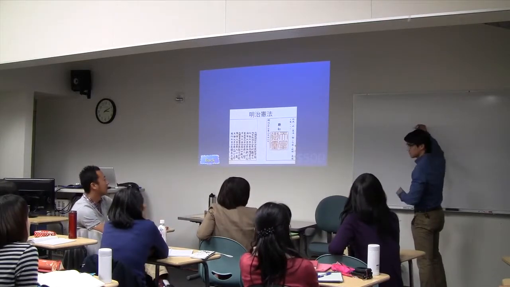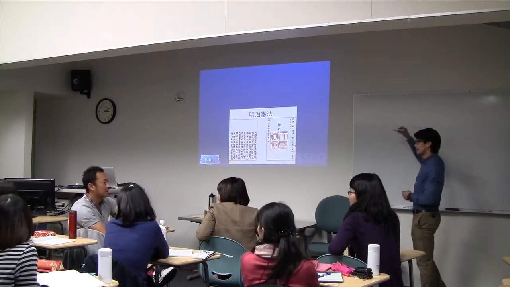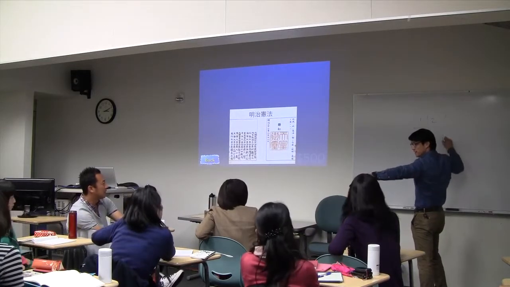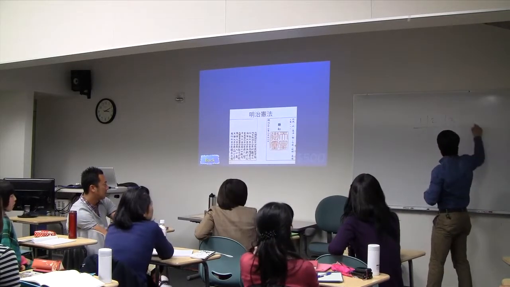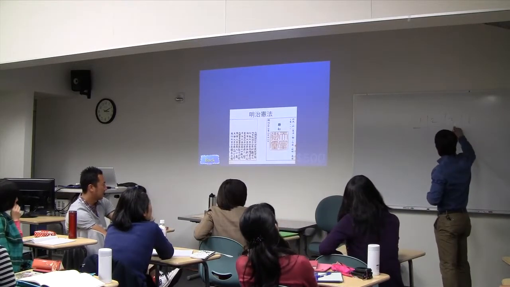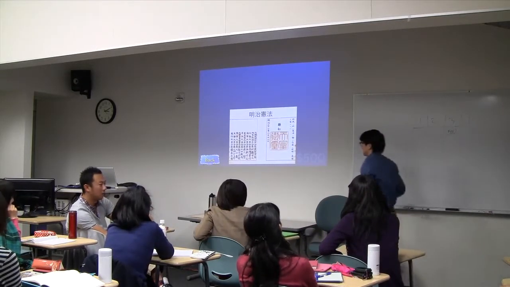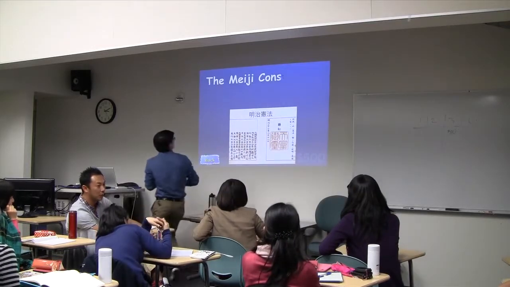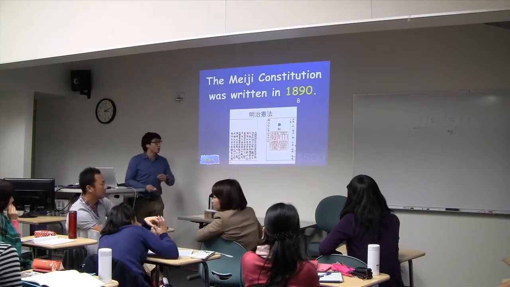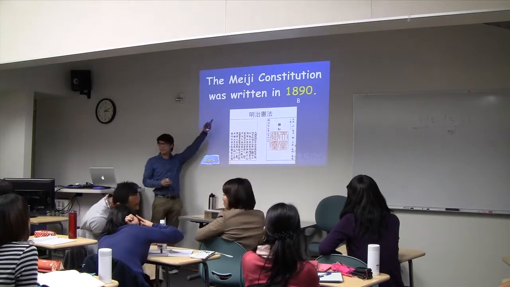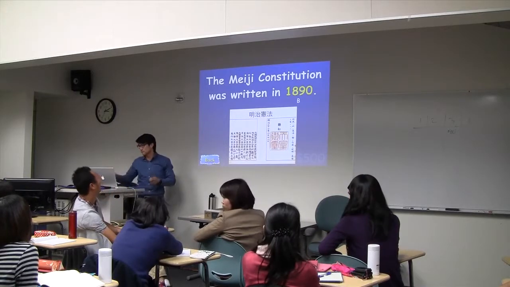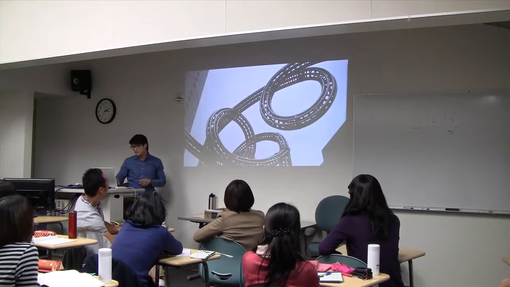What's your team number? Team 1? Yes, you. You're three? And then you are four. So yes, the Meiji Constitution was written in 1890. That is correct. Okay, so what is the grammar point? We're using passive tense. Passive tense.